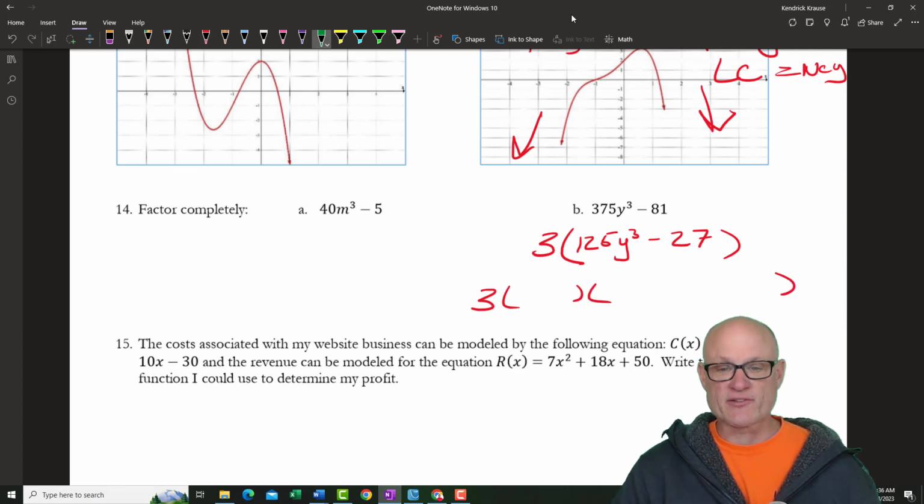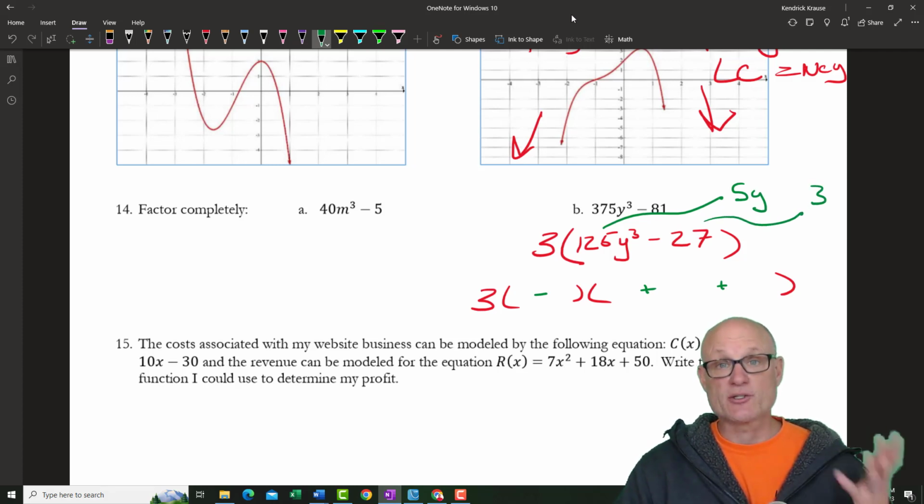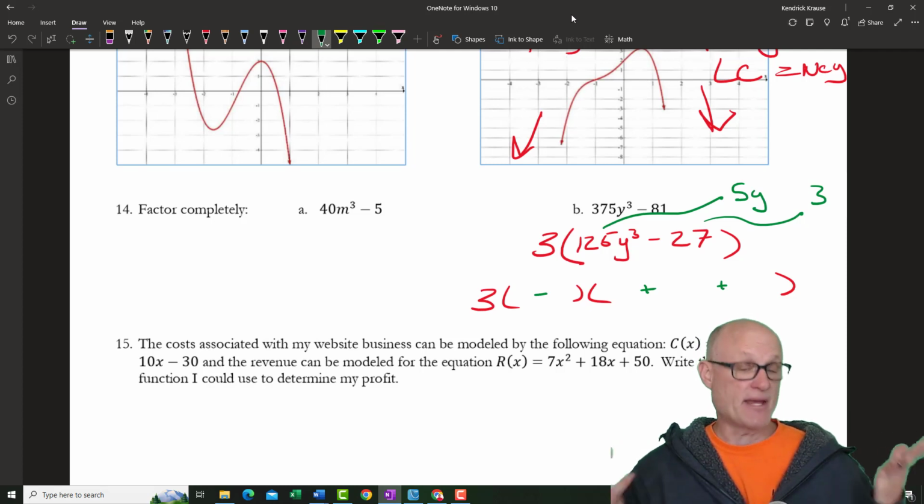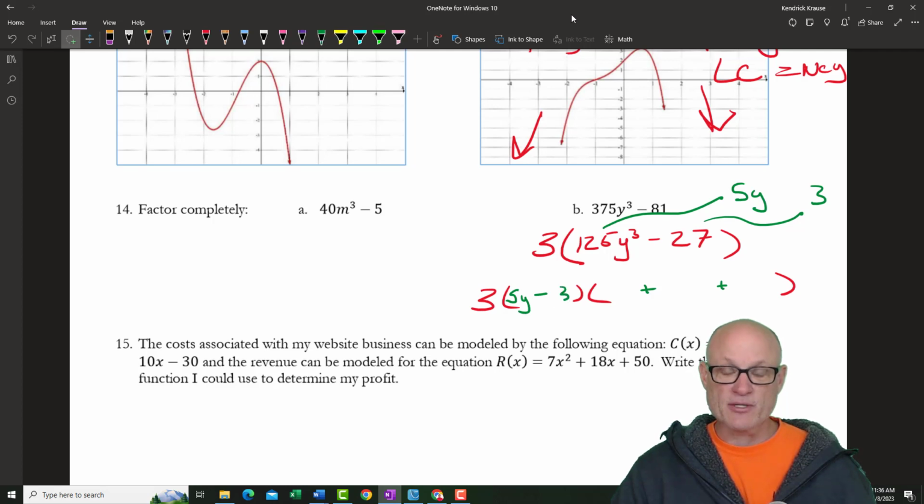First thing we're going to do is put in the signs: copy over the sign, change it. Last one's always positive. Now this one is 5y cubed. This one is 3 cubed. So those are the things that make up those perfect cubes. So in the first set of parentheses, I'm simply going to put 5y and 3.